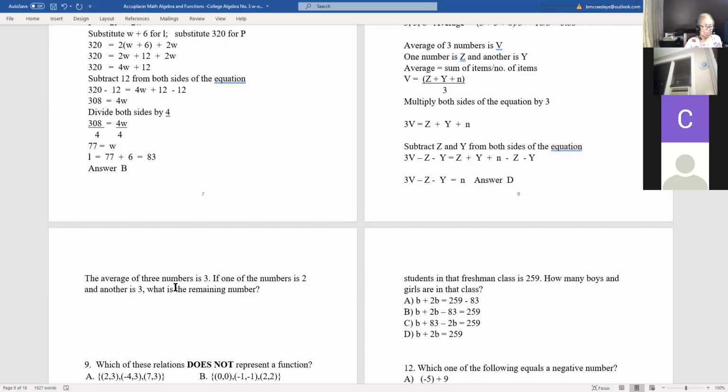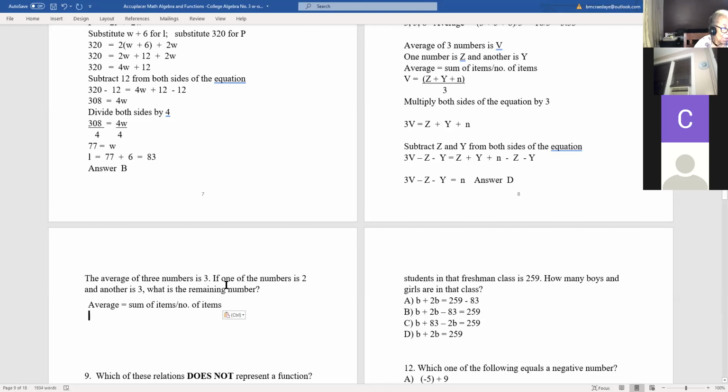Three plus 2 plus 3. What is the remaining number? If the average, remember I said the average is the sum of the items. Is it 8? No. Average is the sum of the numbers divided by the number of items. So the average of the three numbers is 3, right?